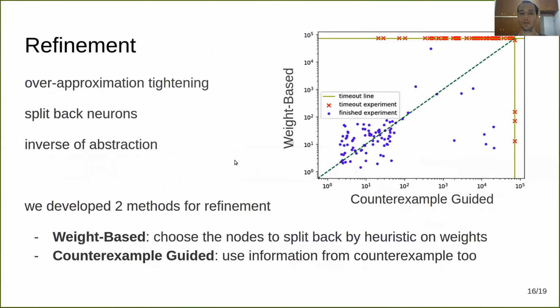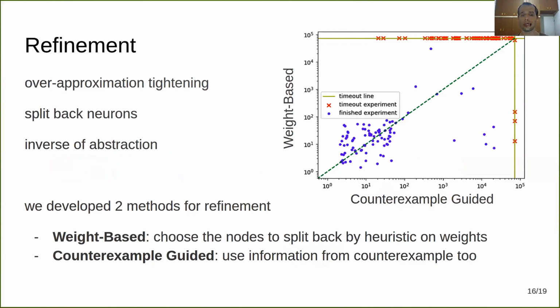So in order to implement this mechanism, we have to implement the refinement operation. The refinement is over-approximation tightening, and is done by splitting back neurons that were unified during the abstraction. So this is the inverse of abstraction, and we get one node that includes two or more original nodes, and we have to split it into two nodes. This is the refinement step.